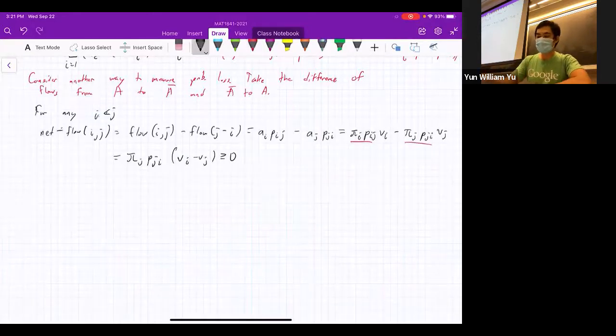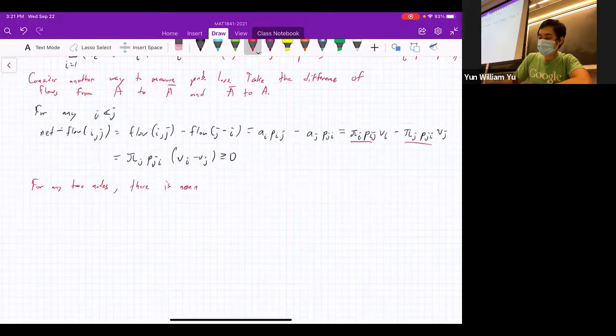So what does this tell us? So for any two nodes, there is non-negative flow from heavier to lighter. From heavier to lighter.